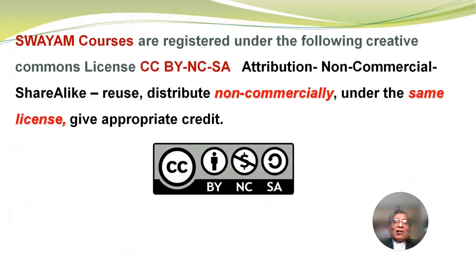SWAYAM courses are registered under the following Creative Commons license: CC BY-NC-SA. Attribution and non-commercial only, not for commercial purposes at all. Share alike, reuse, distribute non-commercial again under the same license and give appropriate credit. This is the symbol used, CC BY NC SA, beneath each course.